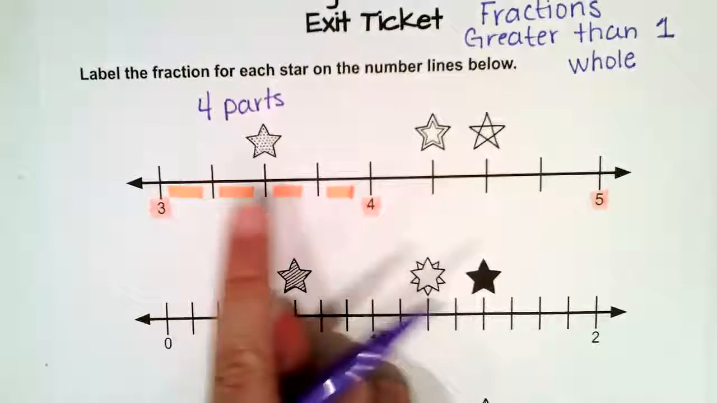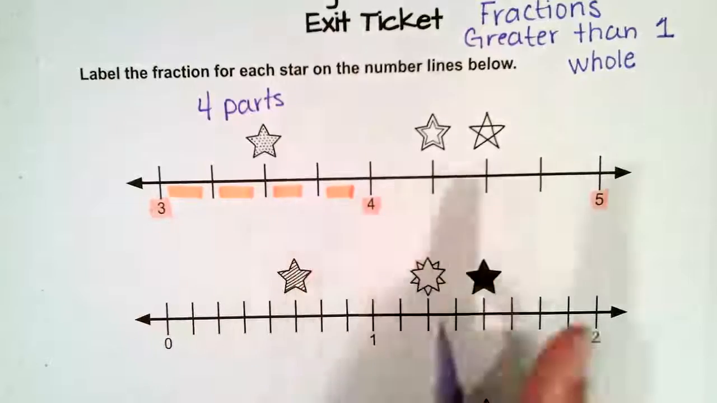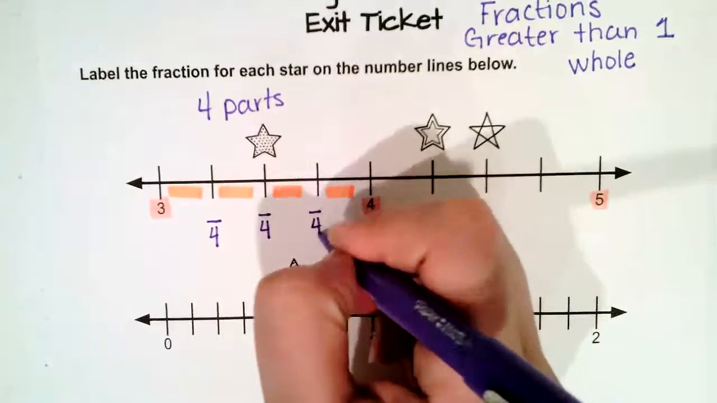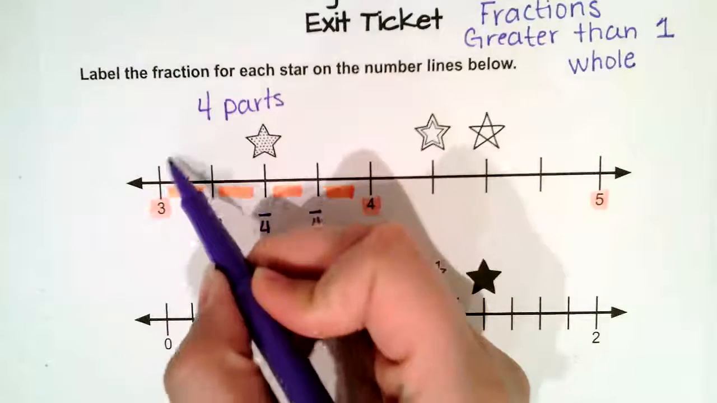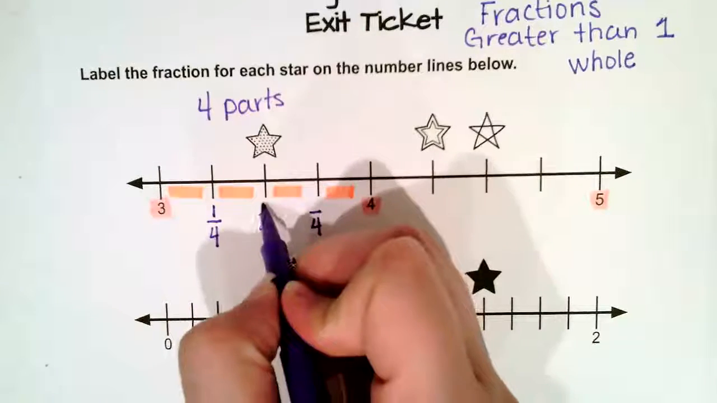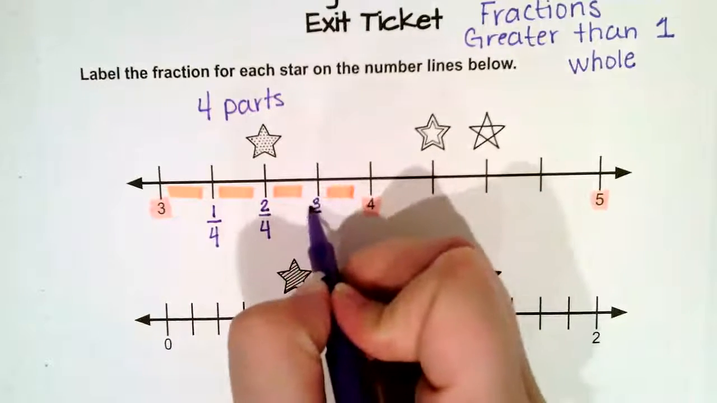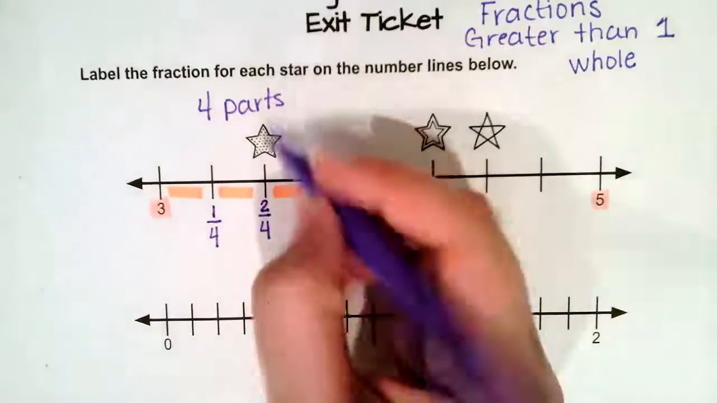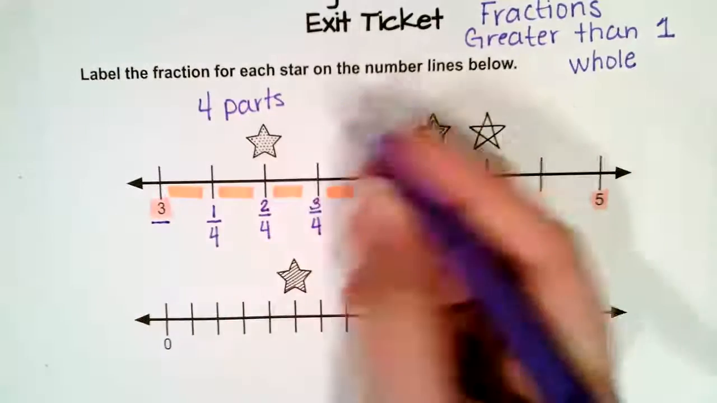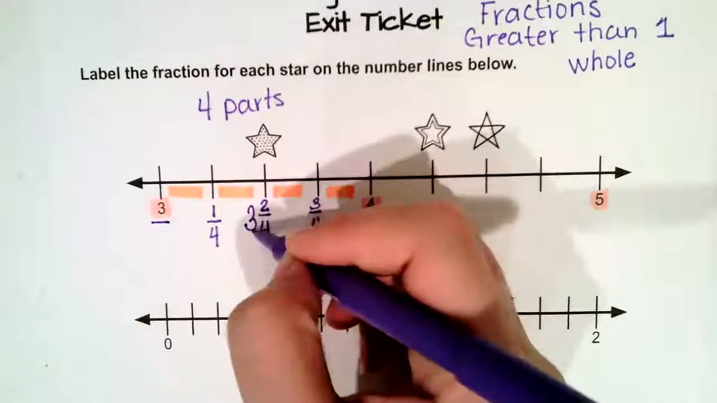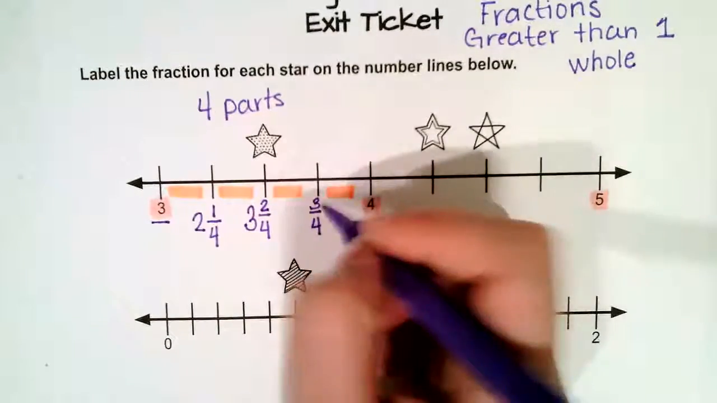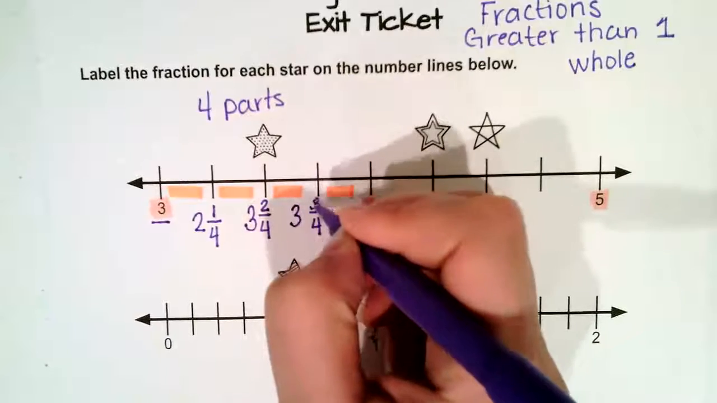Okay, so let's find the fractions for these. We know that our denominator is going to be 4. So this would be 1/4, because I'm jumping 1. This would be 2/4. This would be 3/4. So this point right here is not just 2/4, because my whole number in front of it is 3. This is actually 3 and 2/4. This would be 3 and 1/4. This would be 3 and 3/4.